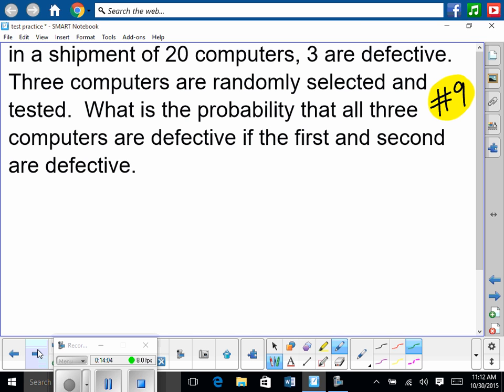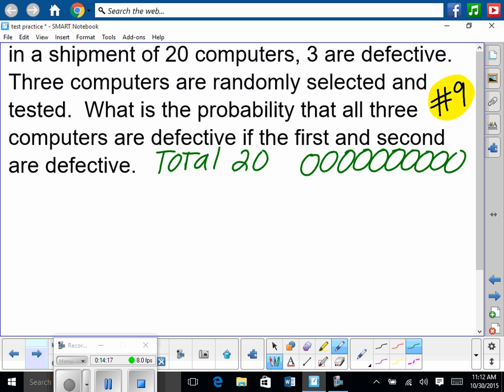So once again, first of all, how many total? There are a total of 20 computers. Now, if we had to, we could draw out 20 computers: 1, 2, 3, 4, 5, 6, 7, 8, 9, and 10, 11, 12, 13, 14, 15, 16, 17, 18, 19, and 20. And 3 of them are defective. So I'm going to call them defective, defective, defective. Okay. So now we're going to go through and find the probability of selecting 3 and that all 3 were defective. So let's look here from the very beginning.